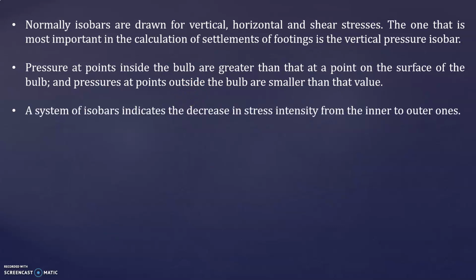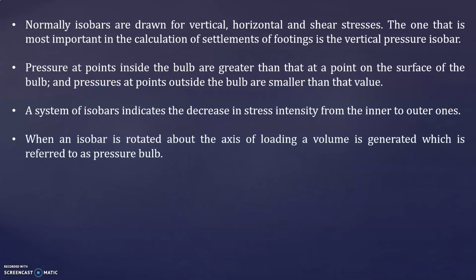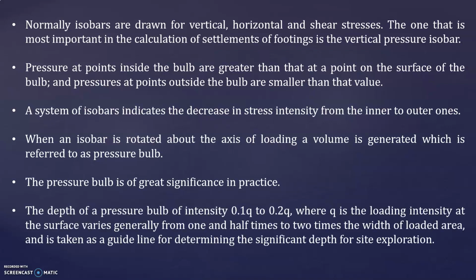A system of isobars indicates the decrease in stress intensity from the inner to outer ones. When an isobar is rotated about the axis of loading, a volume is generated which is referred to as a pressure bulb. The pressure bulb is of great significance in practice. The depth of the pressure bulb of intensity 0.1 Q to 0.2 Q, where Q is the loading intensity at the surface, varies generally from 1.5 times to 2 times the width of the loaded area and is taken as a guideline for determining the significant depth for site exploration.